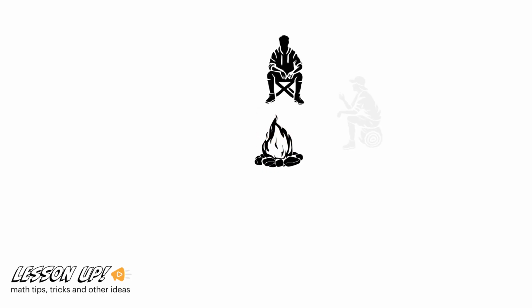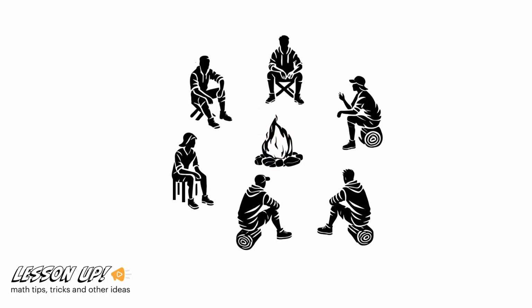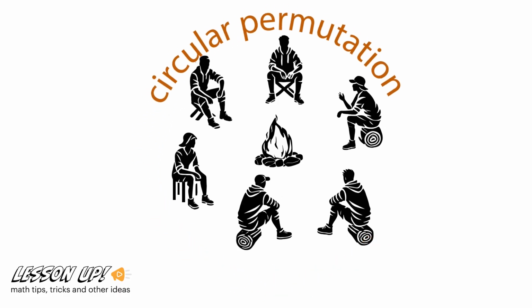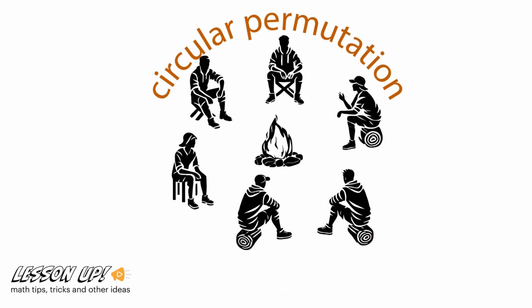When he told me this story, well, I shook my head a little and mentioned that he was actually incorrect. Arranging individuals in a circle, such as sitting around a campfire, is known as circular permutation. The correct number from his camping trip is 5 factorial, or 120 different ways. Perplexed, the student asked me to explain.